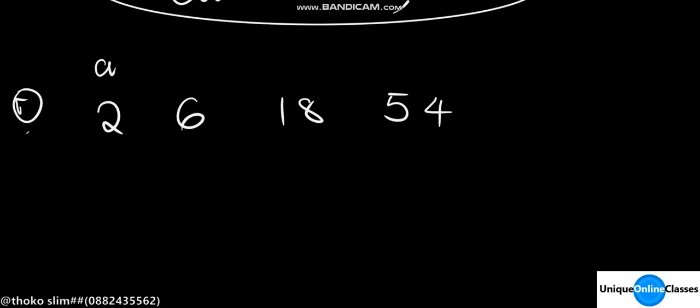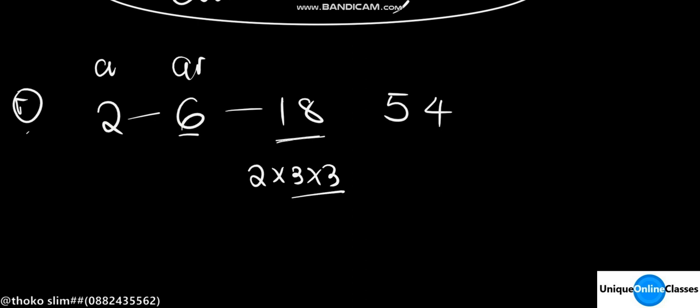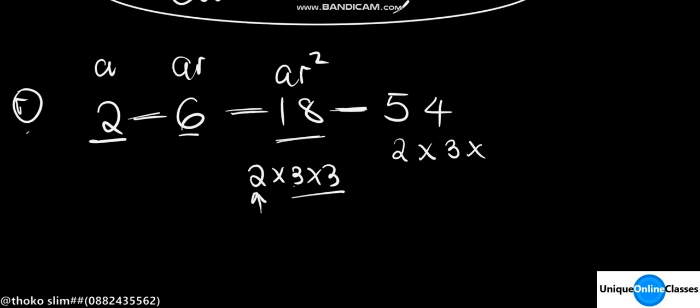To get 6, we did 2 times the first term, which is a times r. To get the third term we did 2 times 3 times 3, which is 9 times 2, that gives 18. So 3 times 3 is 3 squared, the same as a r squared. For the fourth term, we did 2, our first term, times 3 times 3 times 3, that's 27, and 27 times 2 is 54.